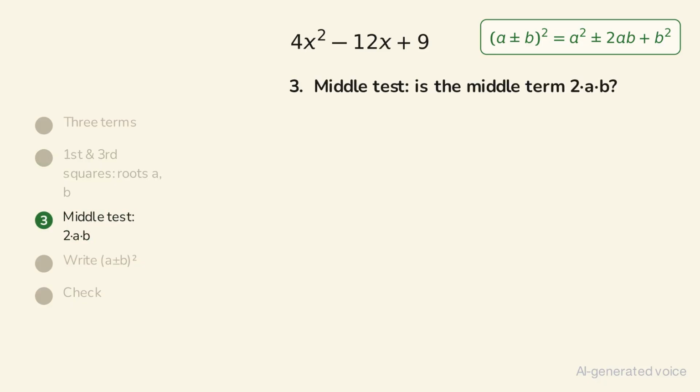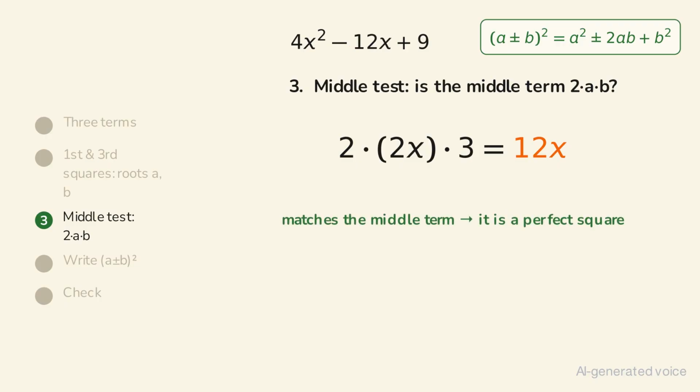Step 3. The middle test, which is the key to everything. We multiply 2 times a times b, that is 2 times 2x times 3, and that gives 12x. Now we compare it with the middle term, which is 12x. They match, so it passes the test. It's a perfect square. And notice the sign. The middle term is negative, so the binomial will take a minus.